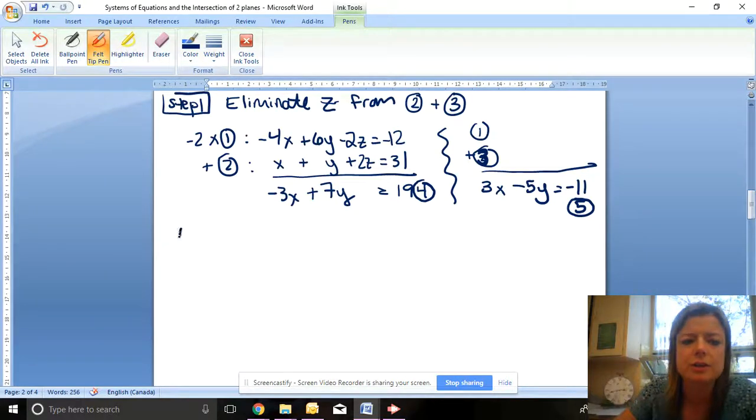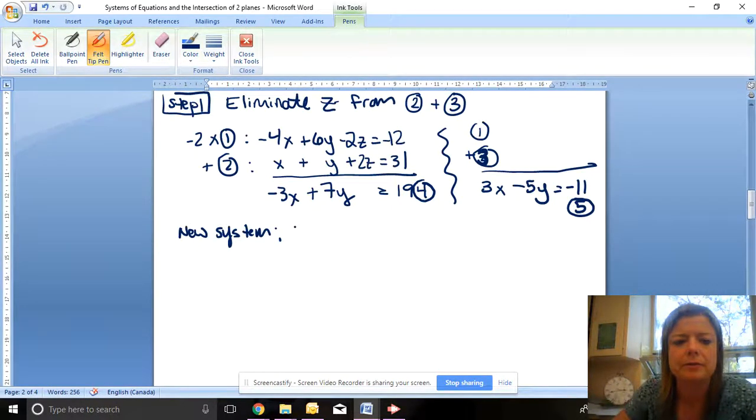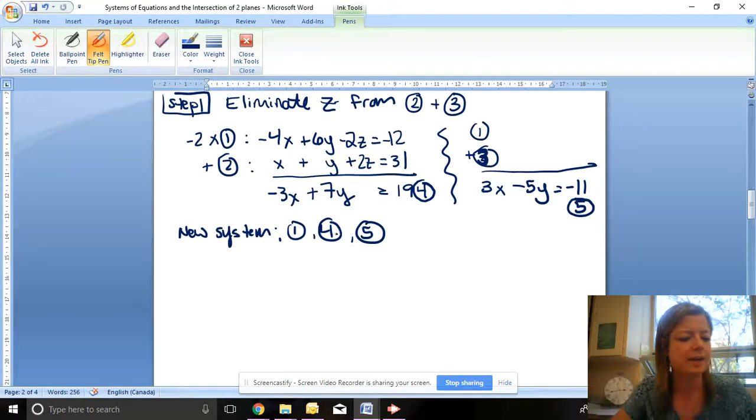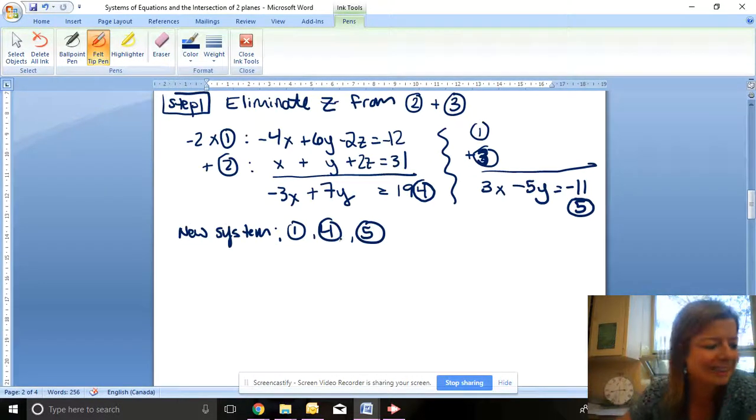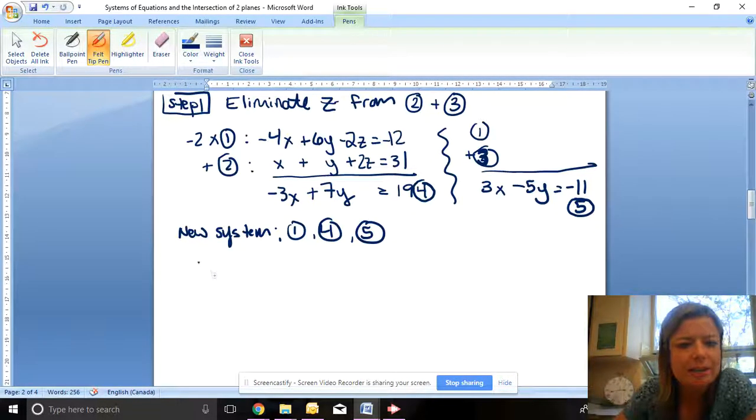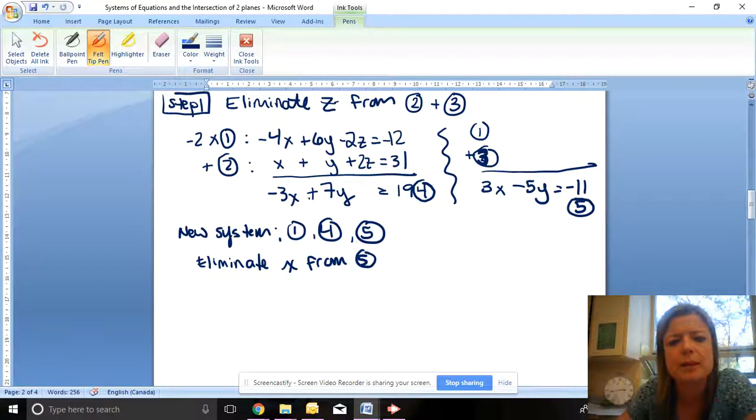I like to just always keep my head around what I'm doing and actually say that. You may or may not find that necessary. It's not required to say that. I just find it keeps me organized. Okay, so now I'm going to eliminate x from equation 5. And this is rather simple because I just have to basically add 4 and 5.